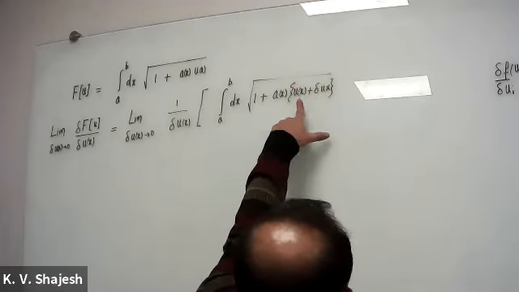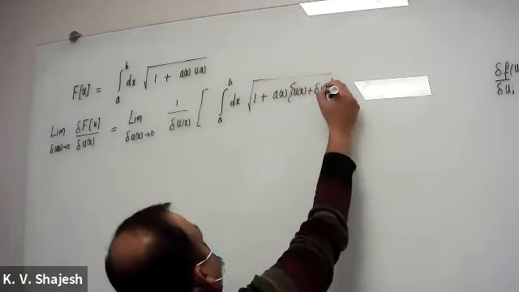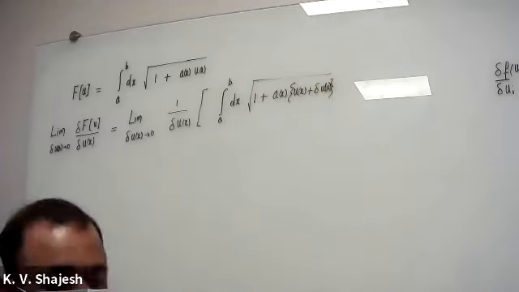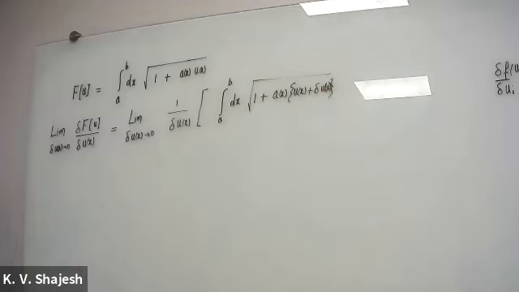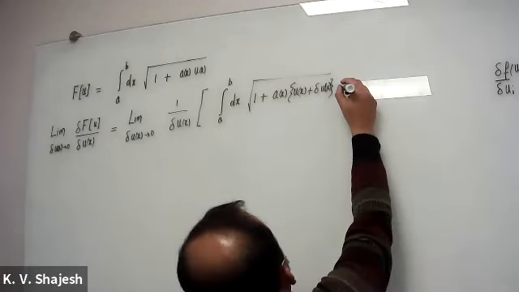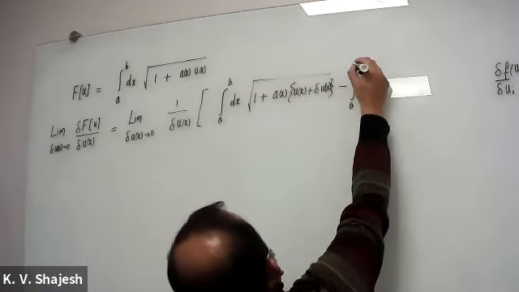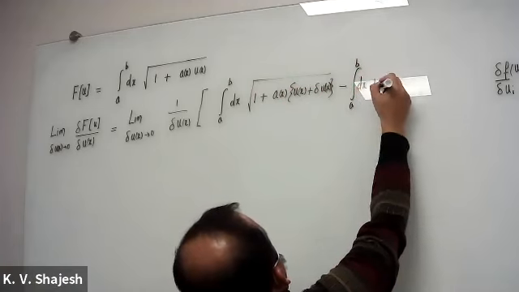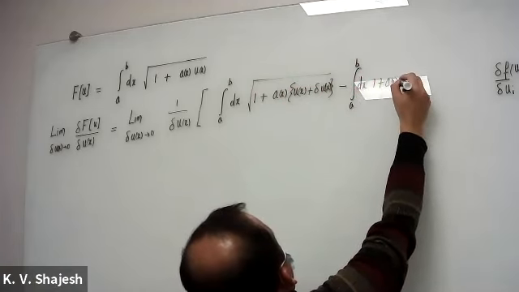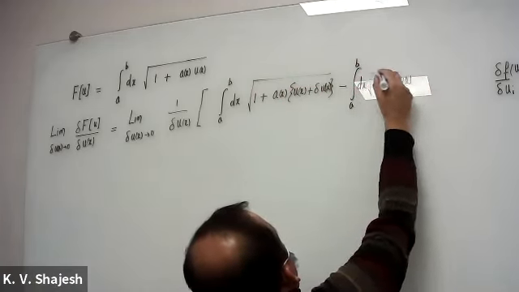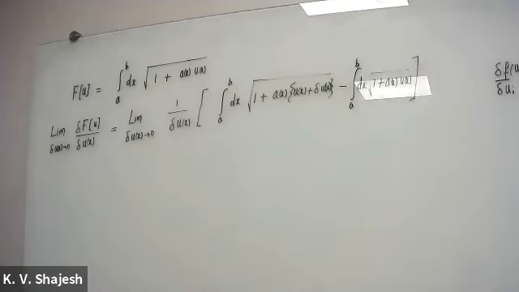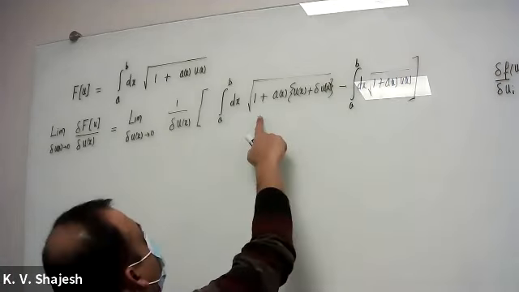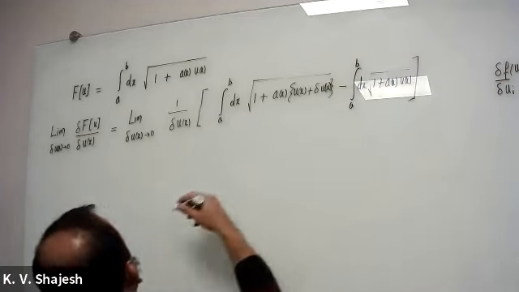So this was the original function. You made a small change in the function, everywhere in x, not just at one point in x, minus the integral from a to b of dx, square root of 1 plus a of x u of x. Okay, that's your definition. Make a series expansion in here.